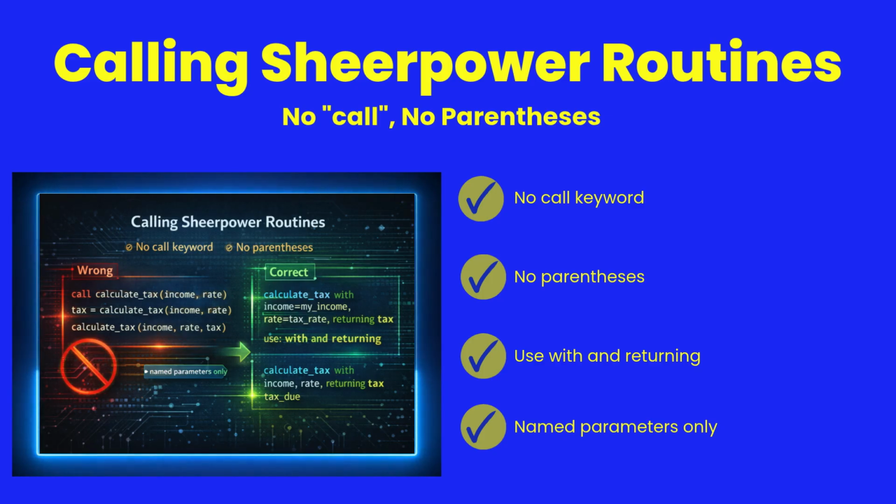The single most common error in AI-generated Sheerpower code is incorrect routine invocation. There is no call keyword, and no parentheses. Routines are invoked using named parameters with the keywords with and returning. This is not optional, it is the only correct form.